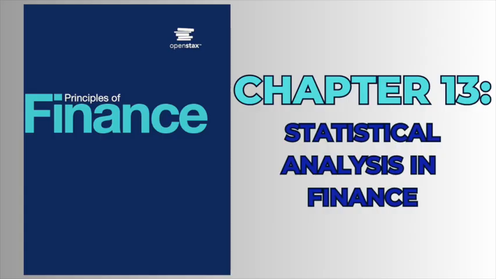Expected value = P1R1 + P2R2 + P3R3 + … + PnRn (13.40). Expected value = 0.